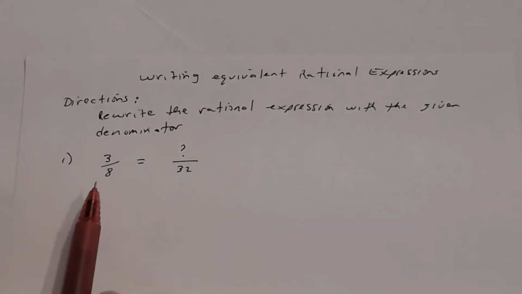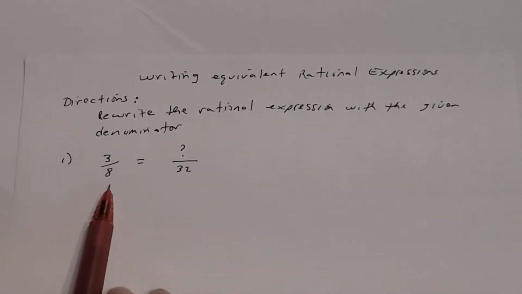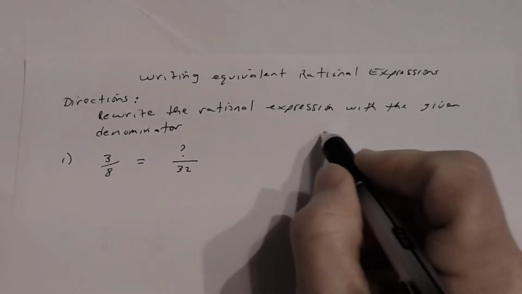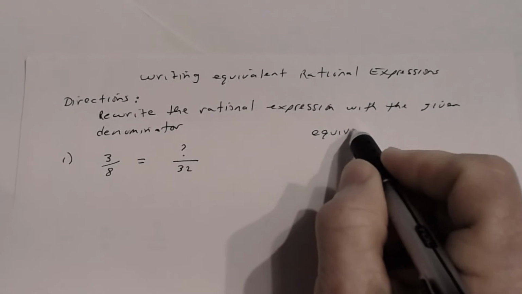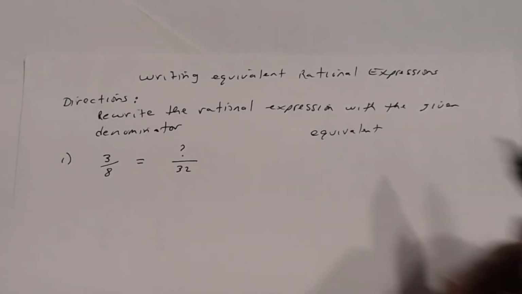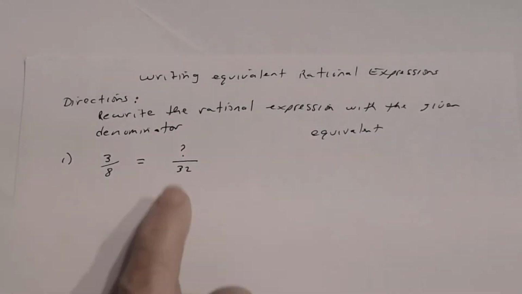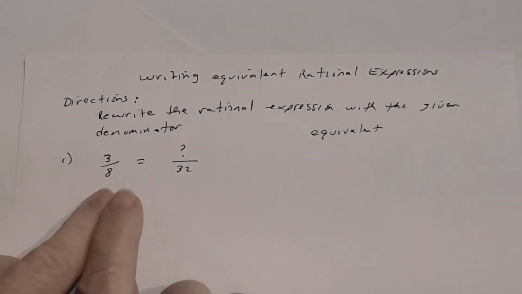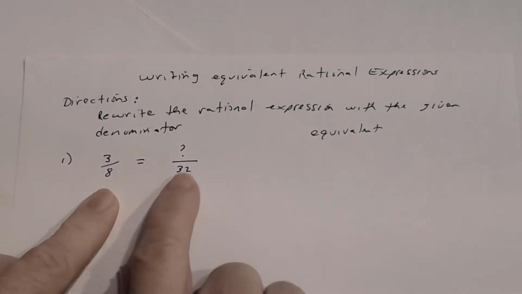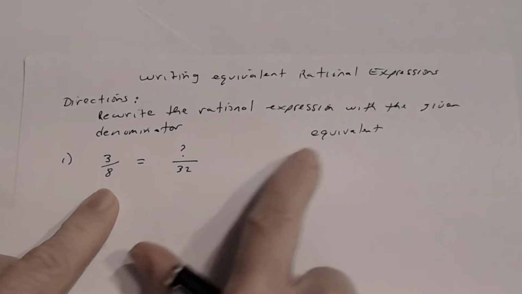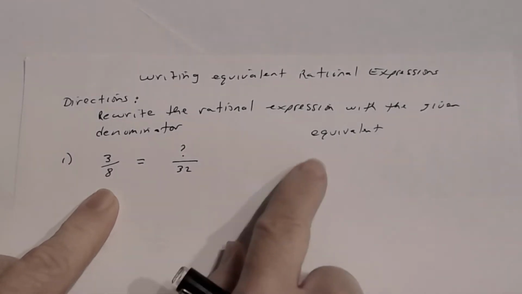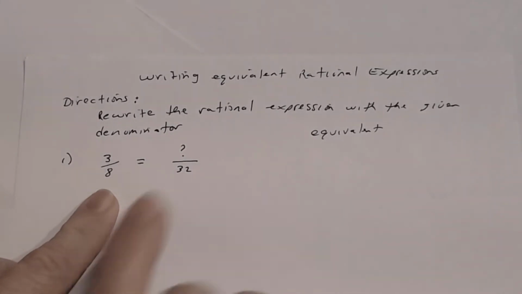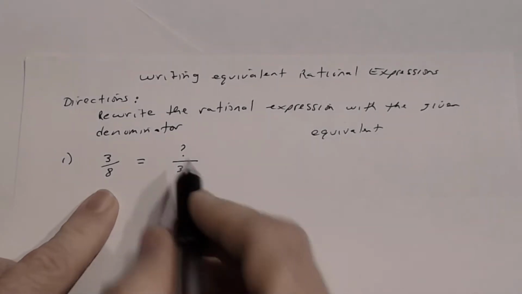So basically, if you look at this, I have 3/8, and I want to write it as an equivalent. And I'm using the word equivalent, so let me write that word, equivalent. Equivalent means equal. So you want to write this rational expression, this fraction, let's call this a fraction for right now, so that you have an equivalent rational expression or equivalent fraction that has that denominator.